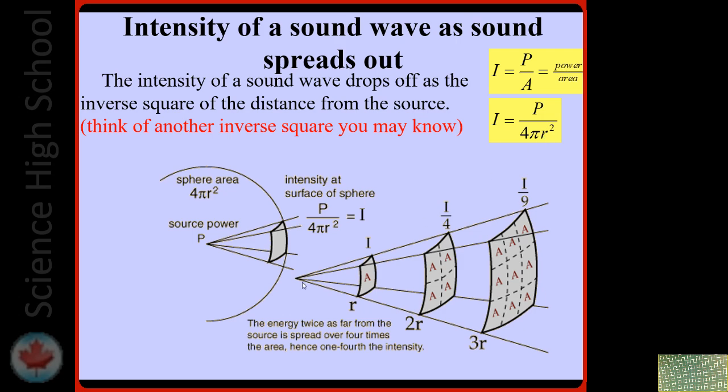So if you're 1 unit of distance away, 1 r away, the power will be spread out over 1 unit area. If you're 2 r's away, or 2 unit distances away from the sound source, your power will be spread out over 4 units of area. And at 3 units away from the power source, we're talking about spreading our power out over 9 units of area. And that represents an inverse square law.